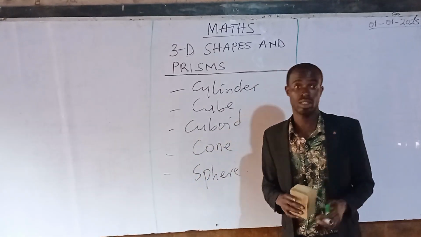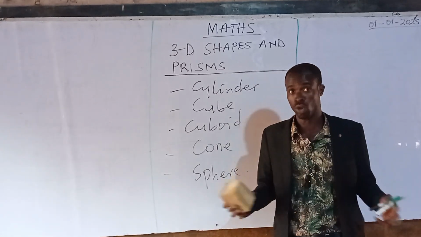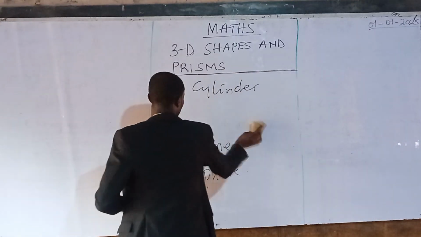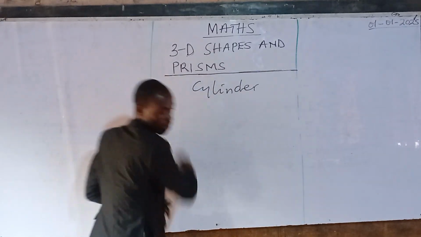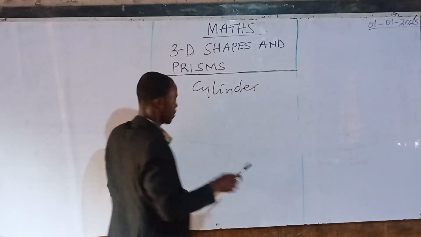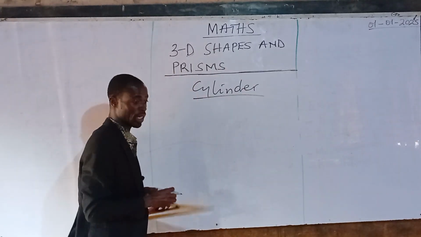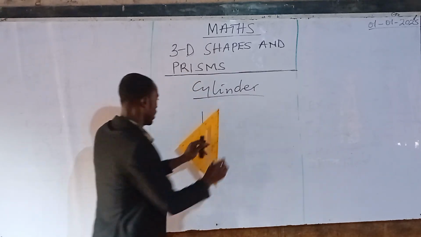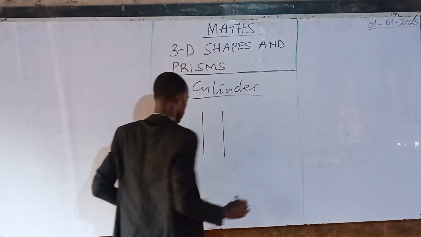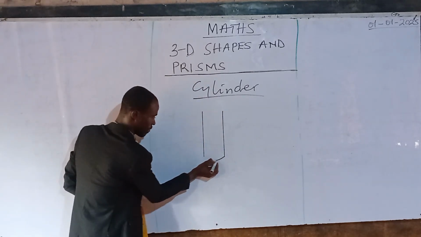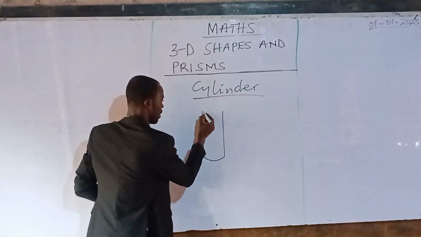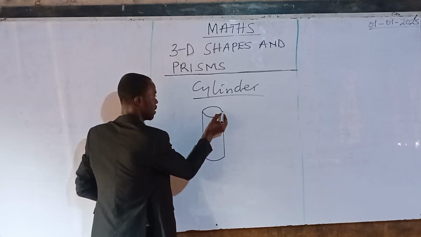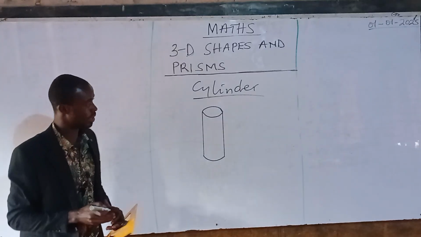I want us to move quickly to how we can draw these shapes. So let's begin with cylinder. So cylinder, draw a line, then another line, then draw a curve, then another curve here, then you close this one like this. So this is a cylinder.